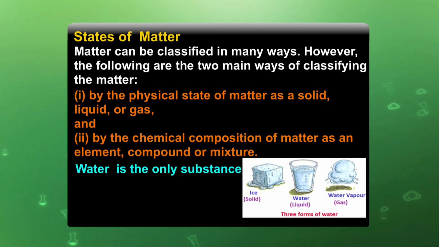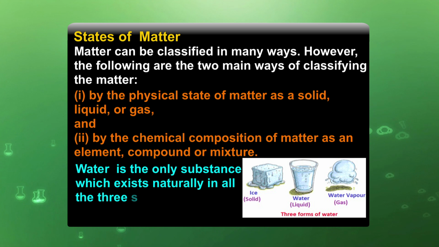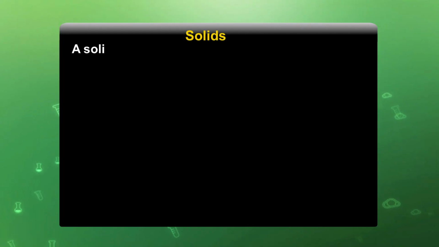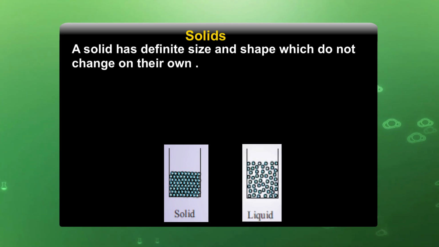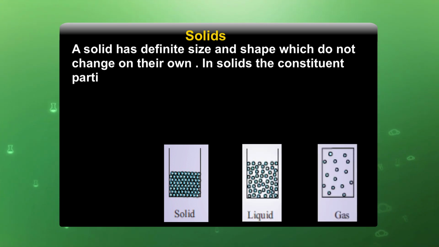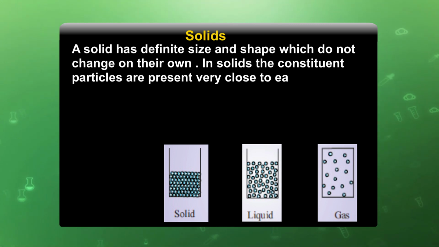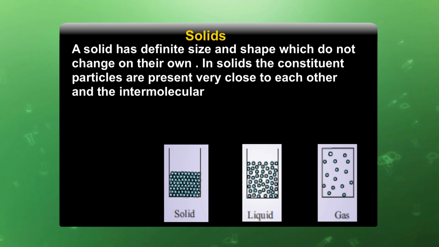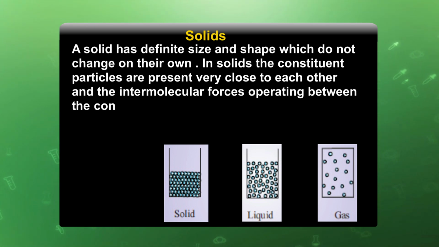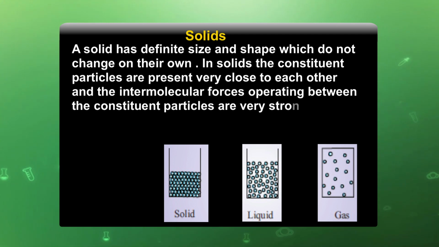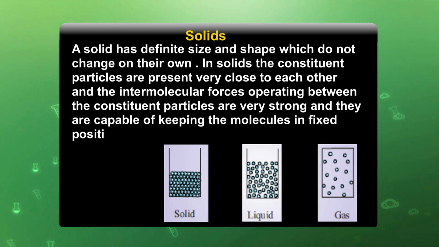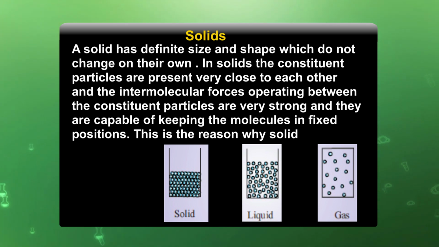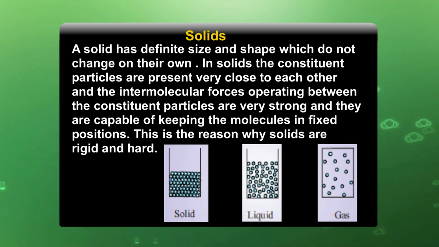Water is the only substance which exists naturally in all the three states as shown in the figure. Solids: a solid has definite size and shape, which do not change on their own. Suppose we take a stone or a duster or a chalk, it will remain as such, there is no change of its shape. In solids, the constituent particles are present very close to each other, and the intermolecular forces operating between the constituent particles are very strong, and they are capable of keeping the molecules in fixed positions. This is the reason why a solid is rigid and hard.